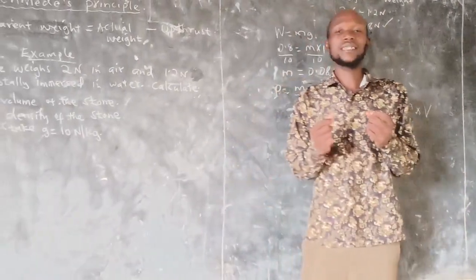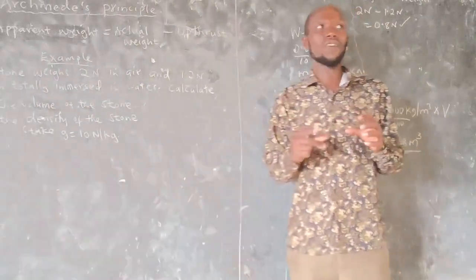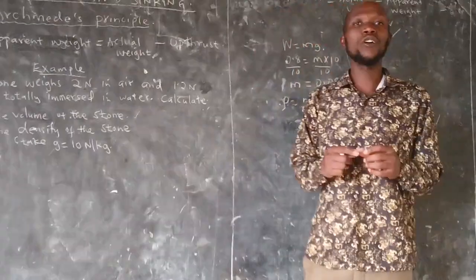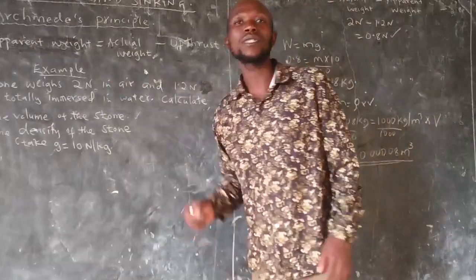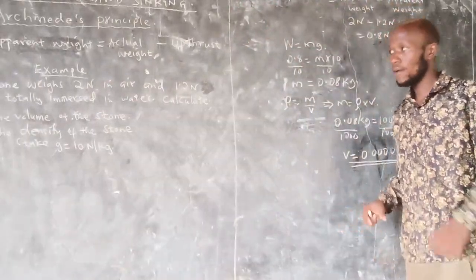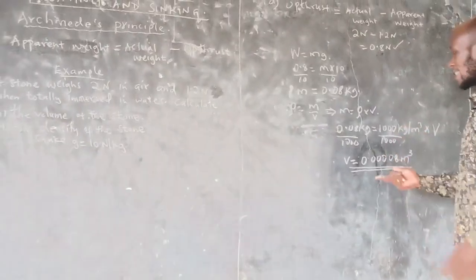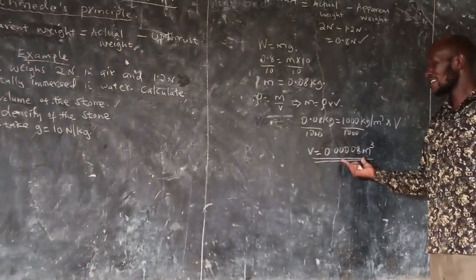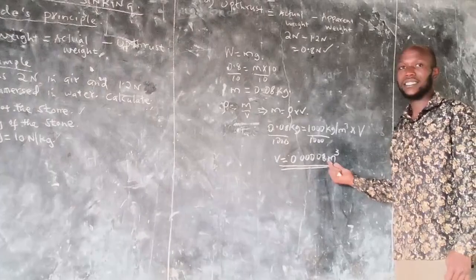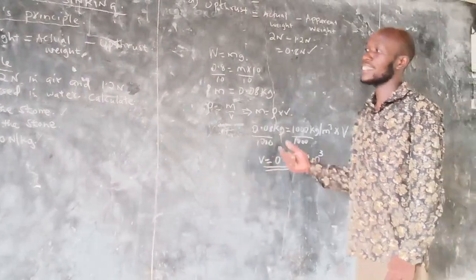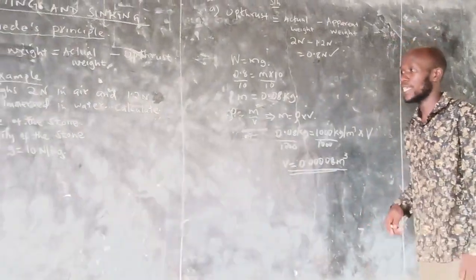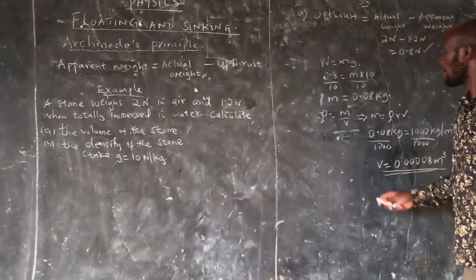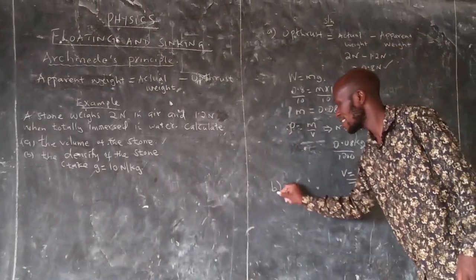Now, one thing that we should realize is that the volume of the fluid that is displaced, in this case water, will be equal to the volume of the stone that was put into that liquid. And therefore, the volume of the fluid that is displaced here is 0.00008 cubic meters. Therefore, that is the volume of the stone that was displaced. Now, another question is the density of the stone. Number B is the density of the stone.